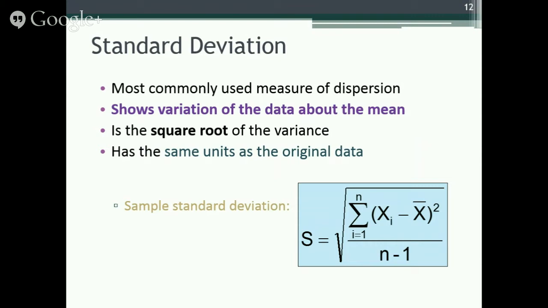So what is the standard deviation? This is the square root of the variance. So you'll notice, for instance, this was the sample variance formula, right? Now we square root it, and now we're back to the standard deviation. It is in the same units as the original data.